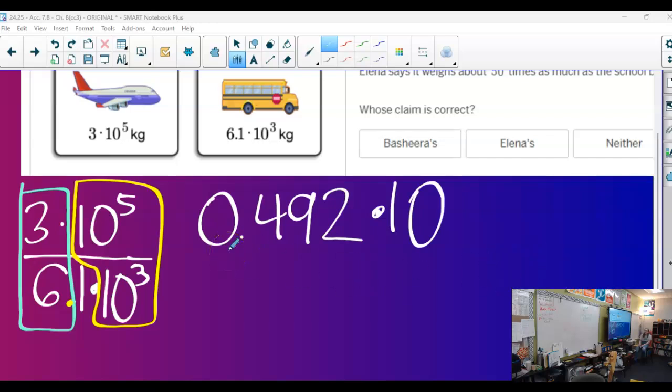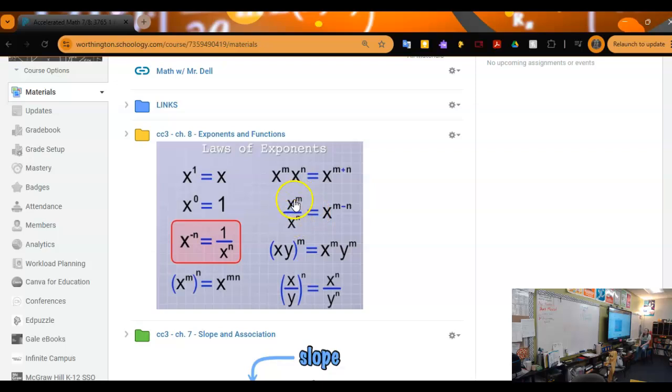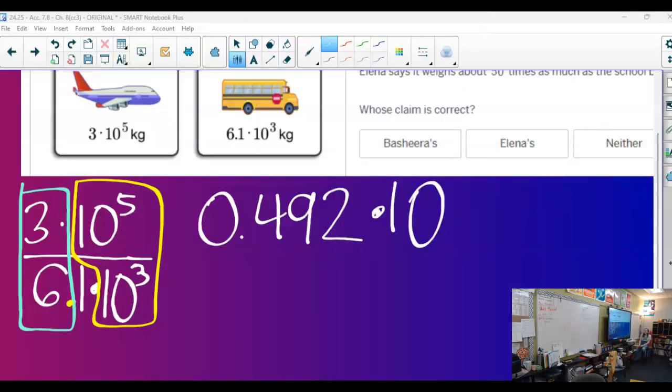So, hold up. If you went to Schoology and looked at, okay, what does that tell us to do? When we're dividing, what does it tell you to actually do with the powers? Subtract. So go ahead, Cora. So what's 5 minus 3, class? 2. Yeah. But, hey, we're not packing up yet. We still got like 2 minutes, and we got one more thing to do.